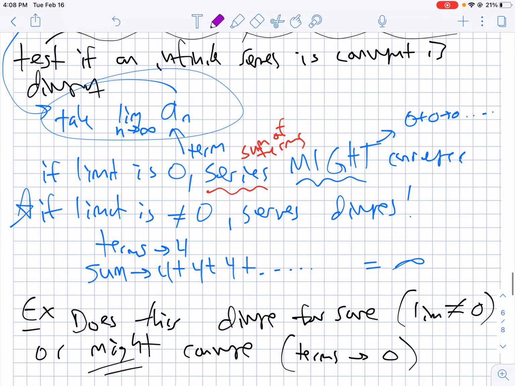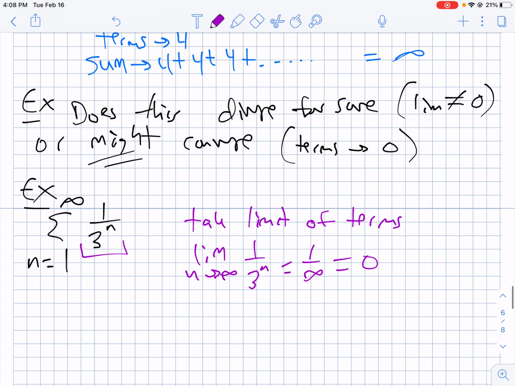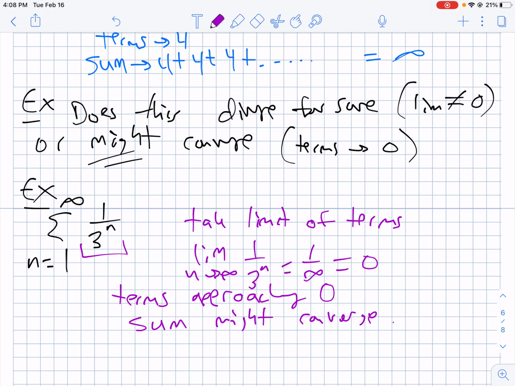So we go back to here. The nth term test says, all it says is if the limit is 0, the series might converge. So what that means is that the terms are approaching 0. So that actually means that the sum might converge. And that's all we can do today. Later on, we'll be able to tell that this series definitely does converge. Today, it's just either might converge or diverge.